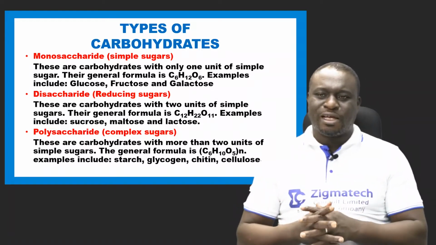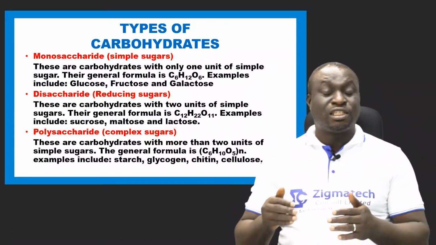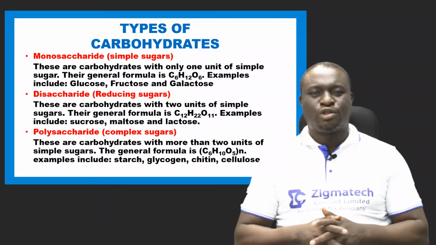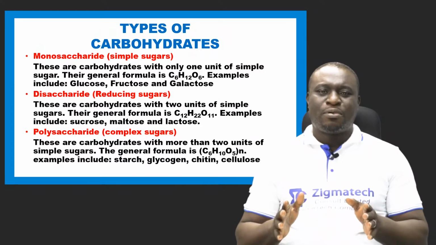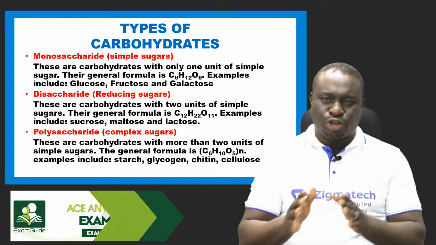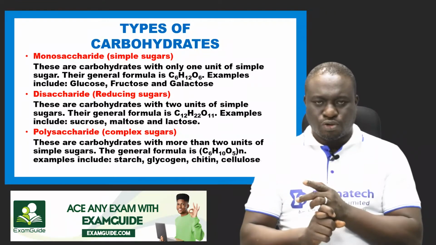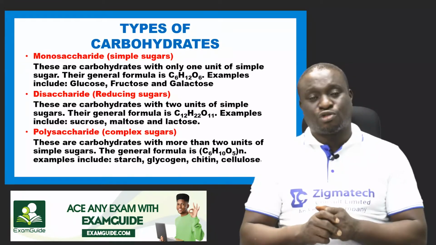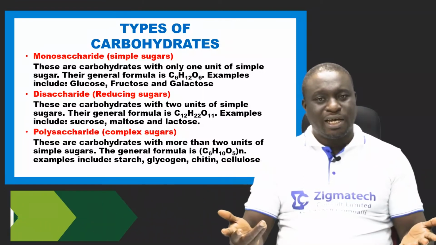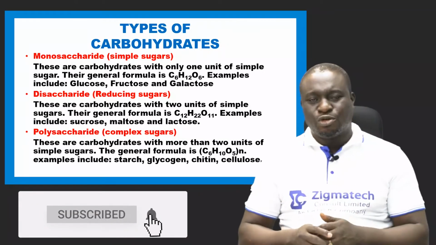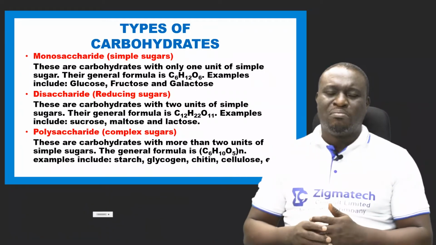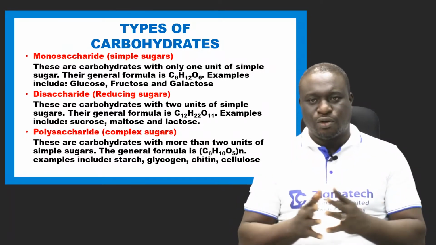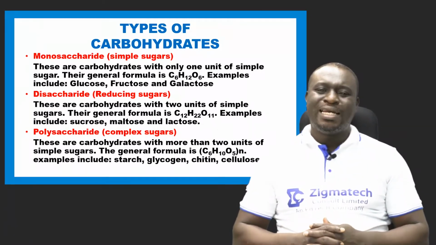A general formula for them is C12H22O11. Examples of disaccharides or reducing sugars include sucrose, maltose, and lactose. Sucrose is gotten mostly from sugarcane, from plants. Lactose is mainly gotten from milk, and maltose is mainly gotten from malt drinks or malt plants, and so on.